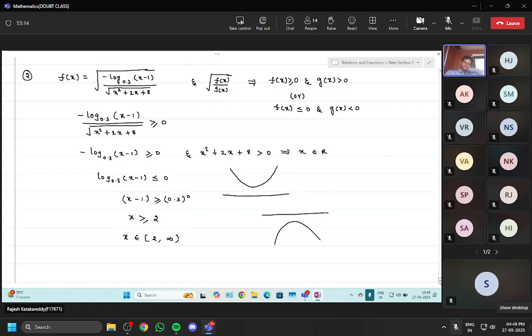Other than this, if some standard functions are there, quadratic is there, we will use the completing square method. Then if it is linear by linear or quadratic by quadratic, something like that is there, in that case we use another technique that we will see now.